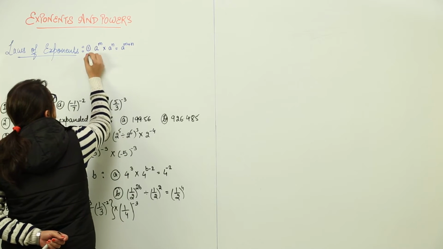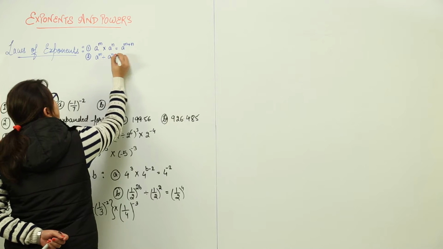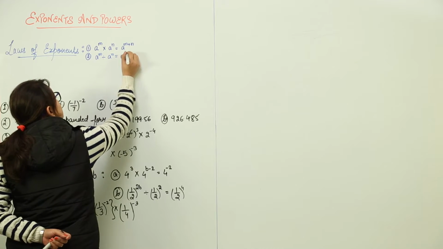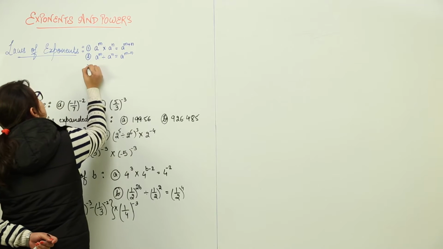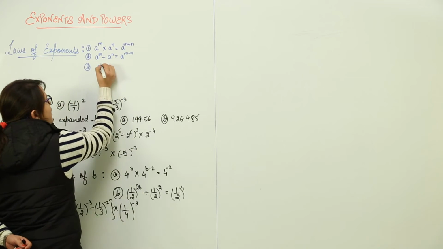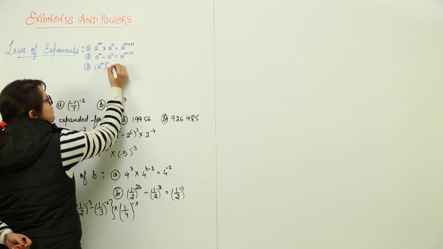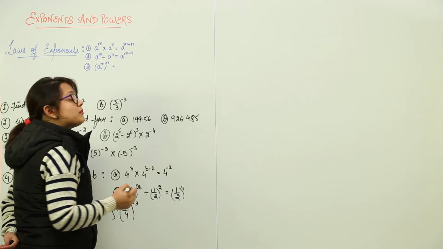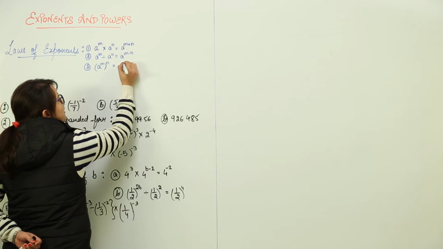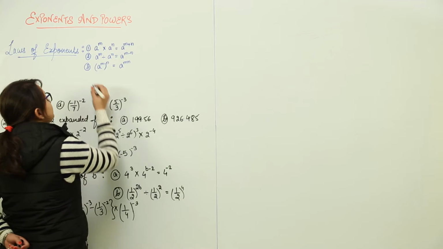If the bases are same and the terms are getting divided, then the powers get subtracted. If the base is a raised to power m and this whole is raised to power n, then what happens? A raised to power m into n, that is a raised to power mn.